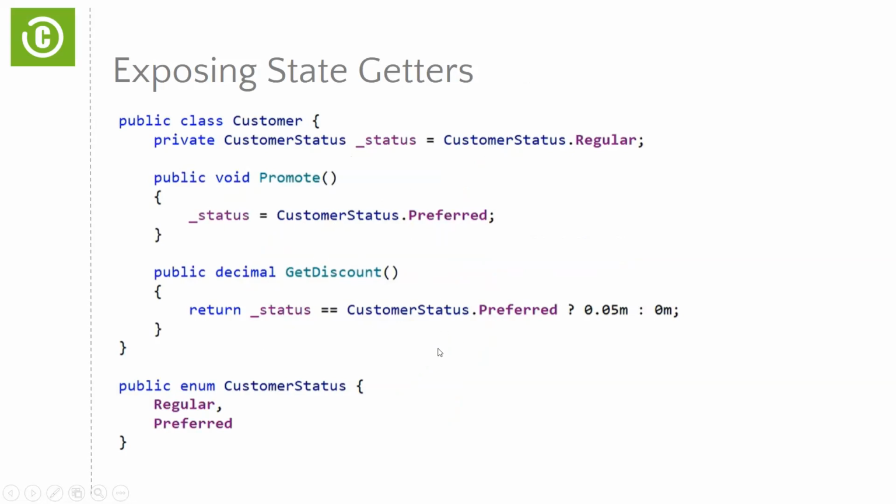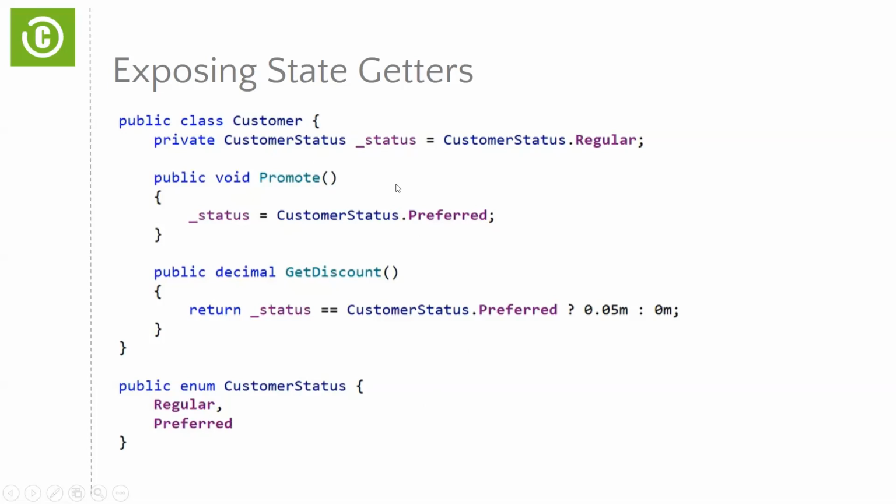All right. So if we want to test the promote method, how should we do that? Because the status field is private, it's not available in the test. So there is no direct way for us to see, if we call the promote method, whether the customer transitions successfully from status regular to preferred. So an obvious way to overcome this problem is to make the status field public or expose some state getters. But that's an anti-pattern.